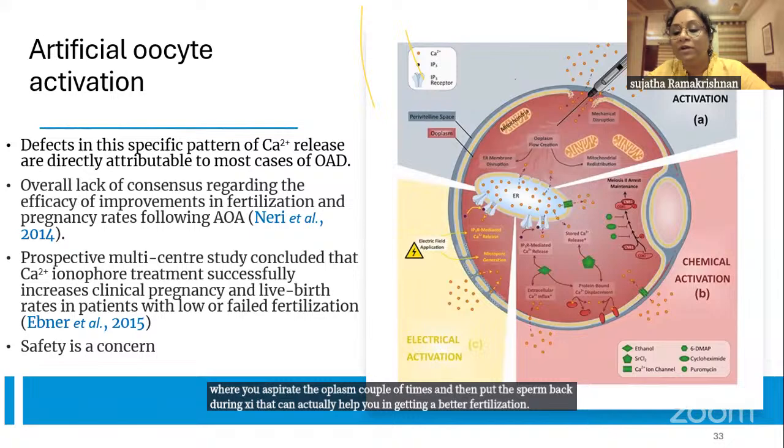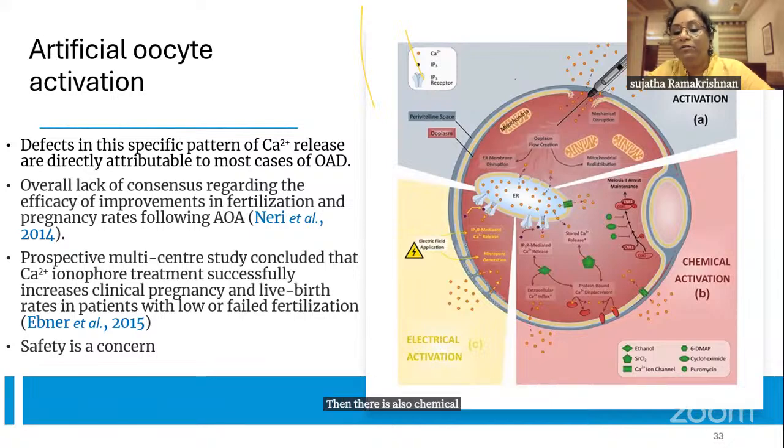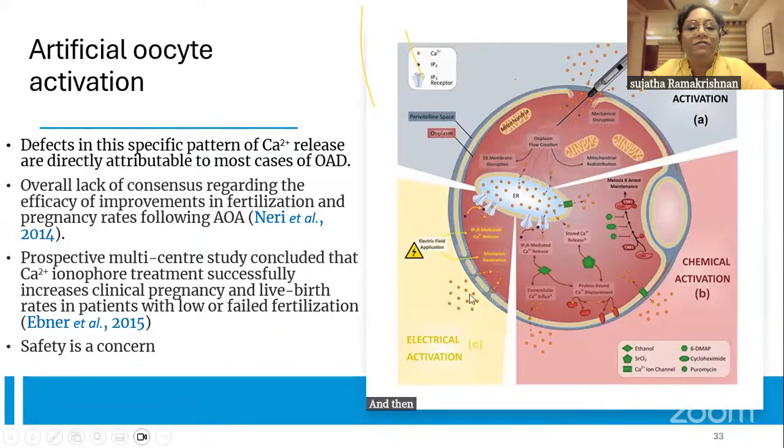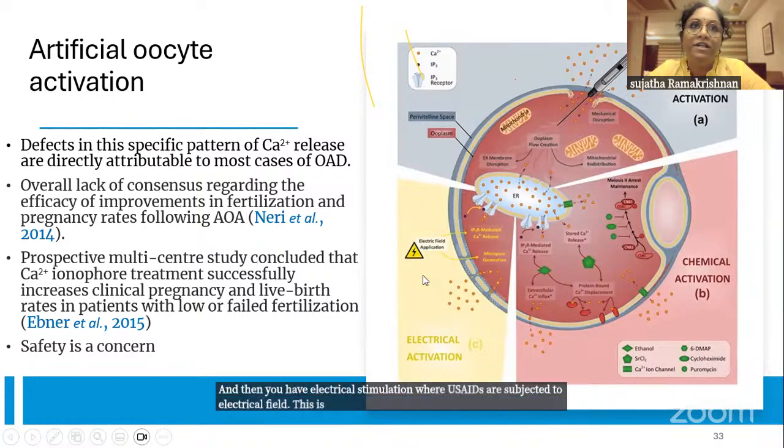Then there is also chemical activation, and we use a lot of calcium ion channels and ionophores and things like that, which actually play around with the calcium concentration inside the oocyte. And then you have electrical stimulation, where oocytes are subjected to an electrical field. This is not something which is commonly used, okay? Here, this is the most common method of oocyte activation.